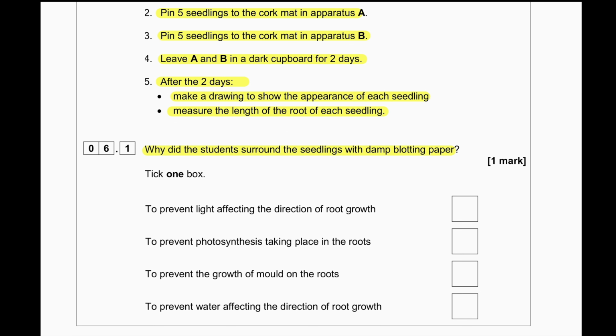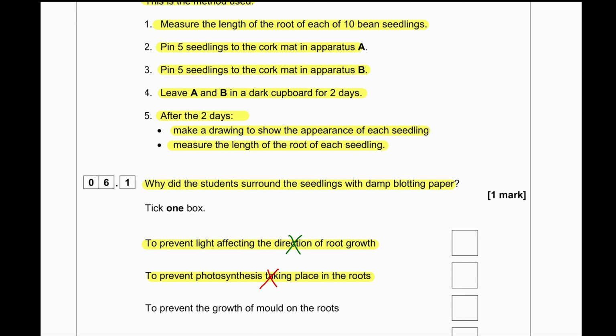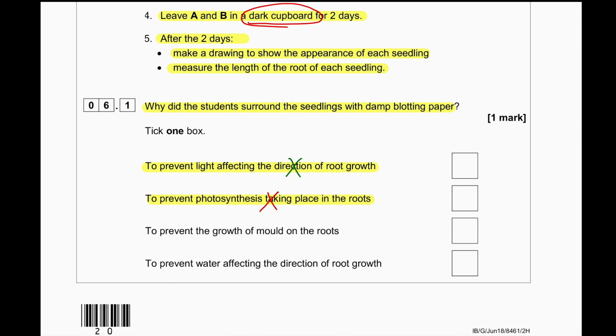Let's see the options. To prevent light affecting the direction of the root growth. It is kept in a dark box, so definitely light is not going to interrupt the root growth anyway. To prevent photosynthesis taking place in the roots, since we are placing it in a dark cupboard, so these 2 points are not correct. To prevent growth of mold on the roots, to prevent water affecting the direction of root growth. So mold growth is not prevented just by using a blotting paper. The main purpose of blotting paper is the effect of water, not light. So, to prevent water affecting the direction of the root growth, this will be the correct answer.